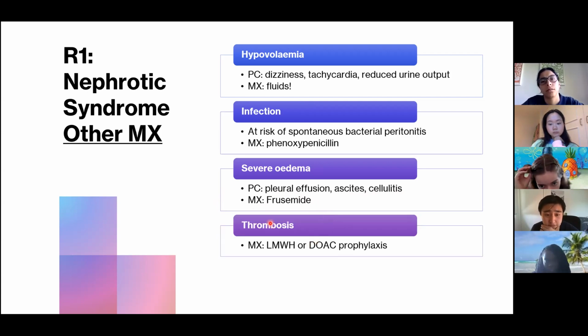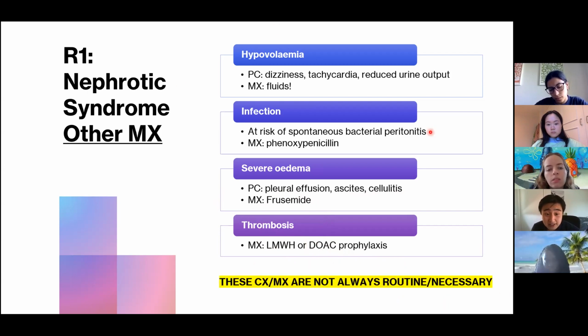And also, when patients are peeing out proteins, they're also peeing out their antithrombin, their protein C, and their protein S. So if patients have a past history of hypercoagulability, you want to give them some anticoagulants as prophylaxis. And I just wanted to mention that the things in these slides are not always routine or necessary. The big thing for nephrotic syndrome is your oral steroids.